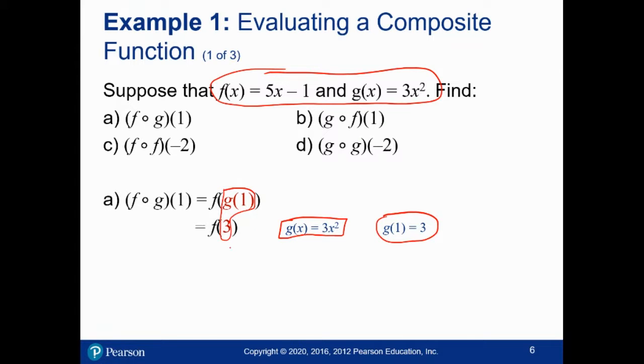And now we have f of 3, so compute f of 3 by taking 3 and plugging it into the function f. Well, f of x is 5x minus 1, so we get 5 times 3 minus 1 for a result of 14. Okay, so see how we took the number 1, we plugged it into g, we got something out, and we took that and plugged it into f. So if you got that one wrong, try b, c, and d again. So I'll pause here.